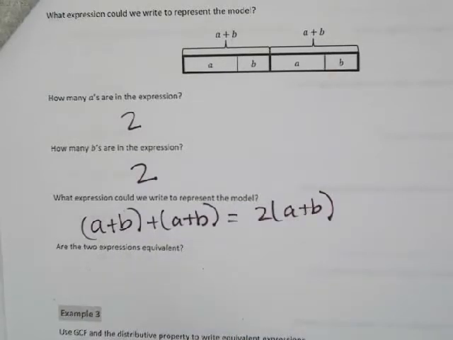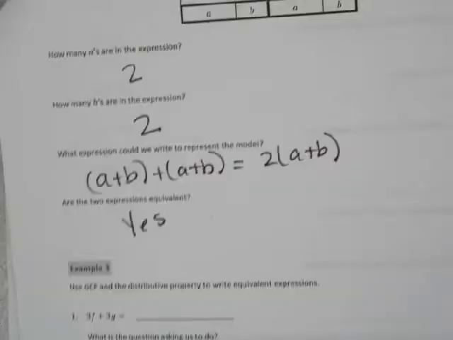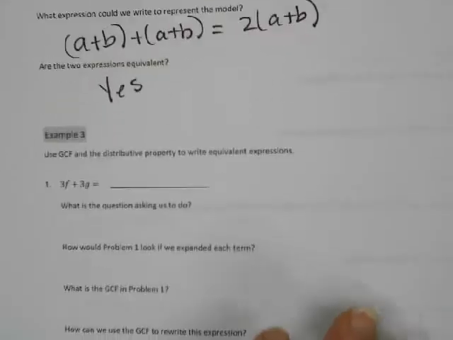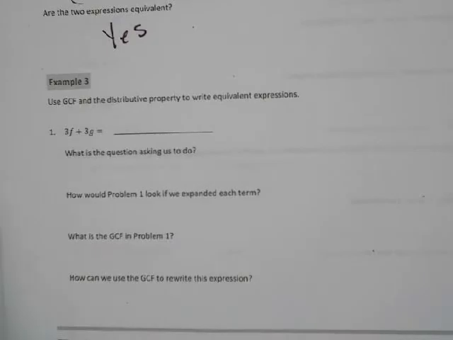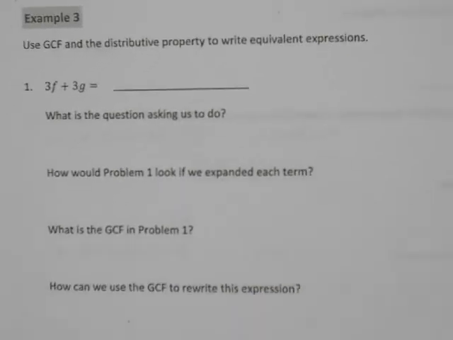Are these two expressions equivalent? So we would say yes. Now we're going to look at example 3, and this is where we've done something similar on daily review, where we use the greatest common factor and the distributive property to write equivalent expressions. So it says 3F plus 3G. What is the question asking us to do? Well, we need to rewrite the expression as an equivalent expression in factored form, which means the expression is written as the product of factors.